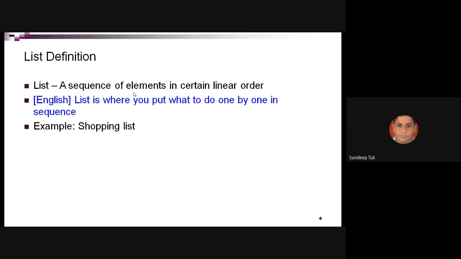So first of all, what is a list actually? A list is a sequence of elements in a certain linear order. Let me come on to that point once again: is linked list a linear or non-linear data structure? Can anybody tell me? Linear. It is a linear data structure.